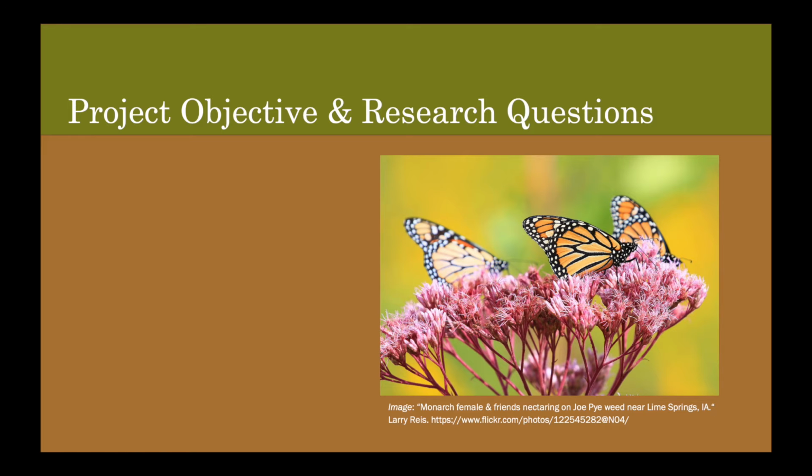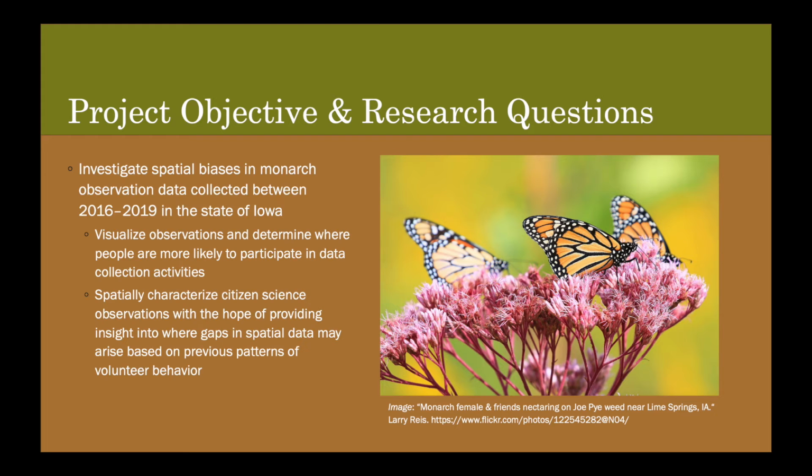In order to investigate the potential spatial biases present in virtual citizen science data, and to examine these biases in relation to volunteer behavior and motivations, I chose to take observational data collected on monarch butterflies between the years of 2016 and 2019 and characterize them based on multiple factors, including land cover type and proximity to populated urban areas. To do so, a series of visualizations comprehensively displaying where people tend to collect data was created.